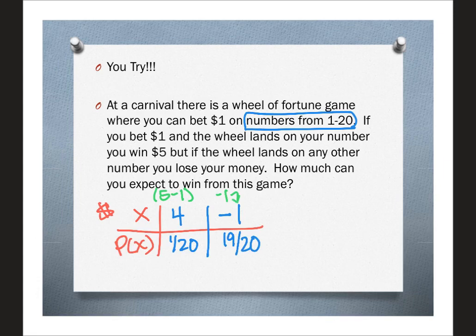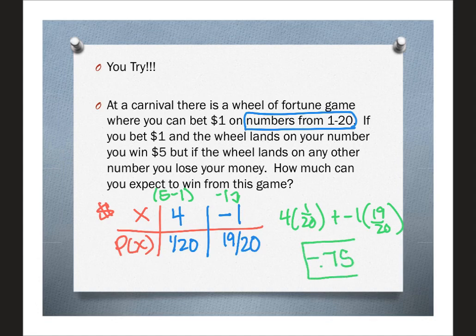So you're really doing 4 times 1 over 20 plus negative 1 times 19 over 20. So your expected value is negative 75 cents. You're expected to lose 75 cents.